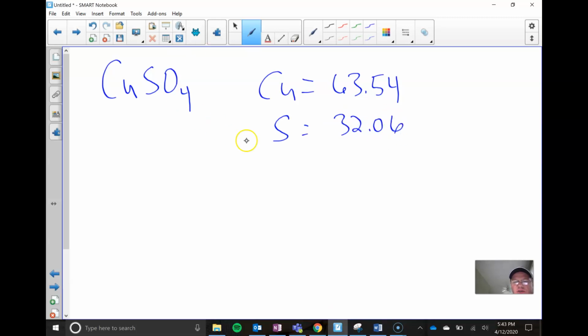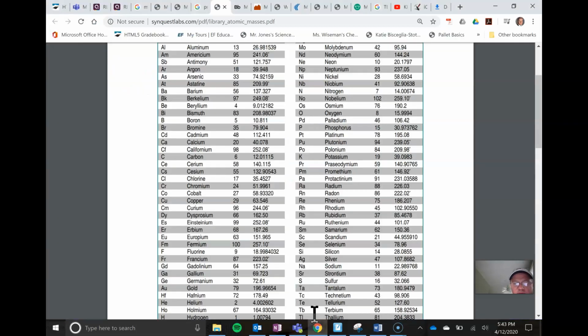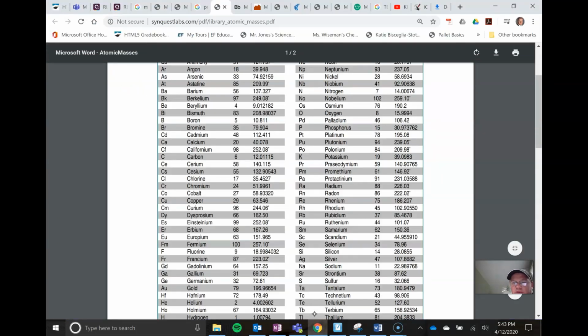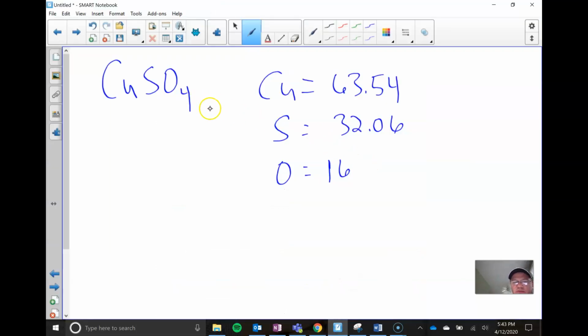Okay, oxygen, however, I want to round it to 16. It's 15.99 from here, if you notice, 15.99. So I'm just going to round it to 16. But I've got 4 moles of oxygen in this compound, so that's going to give me a total of 64. All right, so I'm going to add the 64, the 32.06, and the 63.54 together.